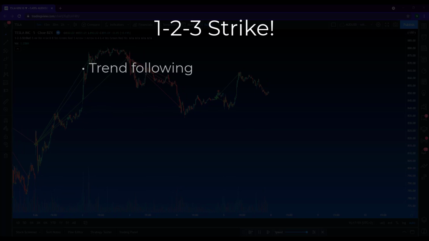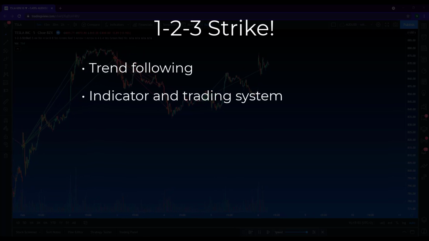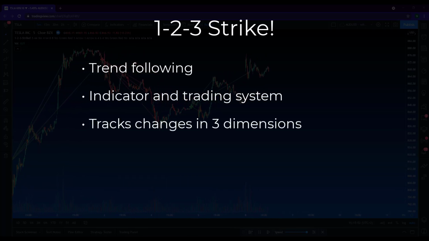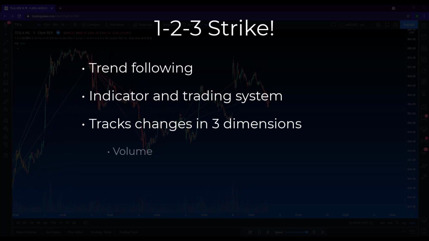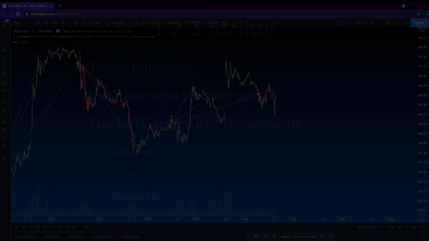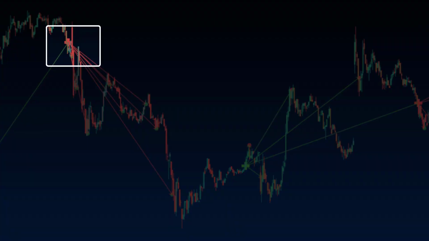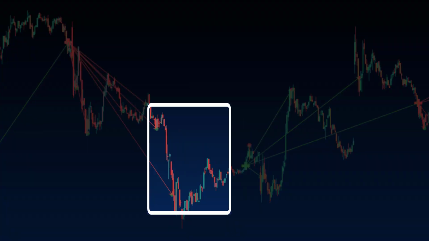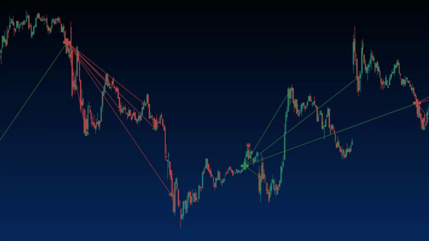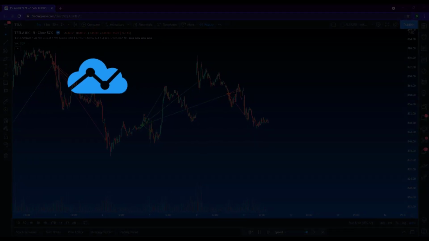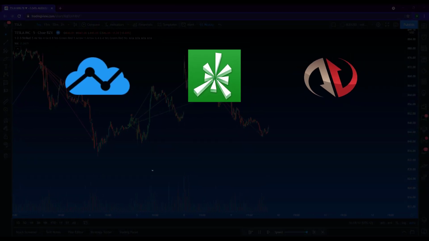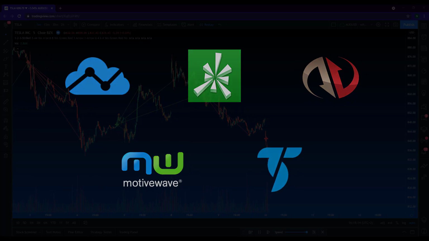1-2-3 Strike is a trend-following indicator and trading system that tracks subtle changes in the three trading dimensions of volume, trend, and volatility. It spots ideal moments to enter trades before powerful moves and exit in time to profit. It's available for TradingView, Thinkorswim, NinjaTrader, MotiveWave, TradeStation, and more.